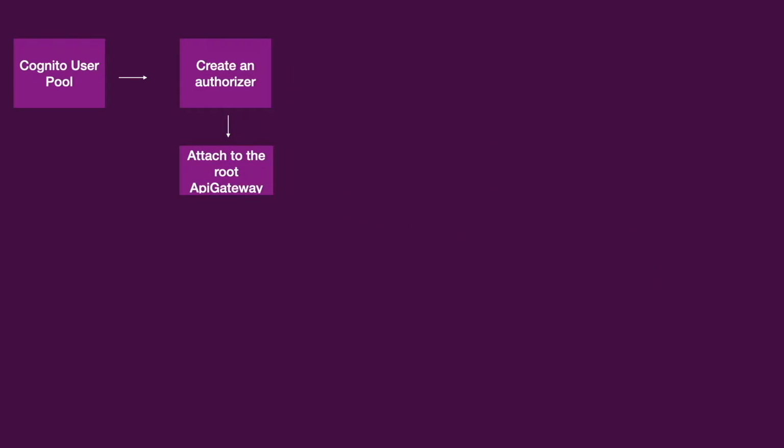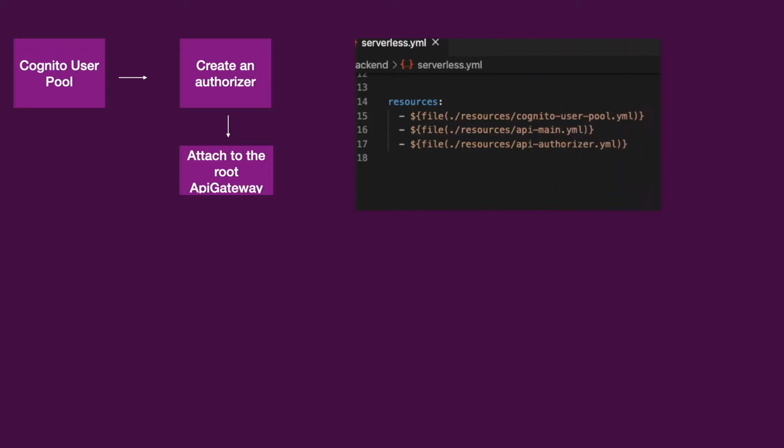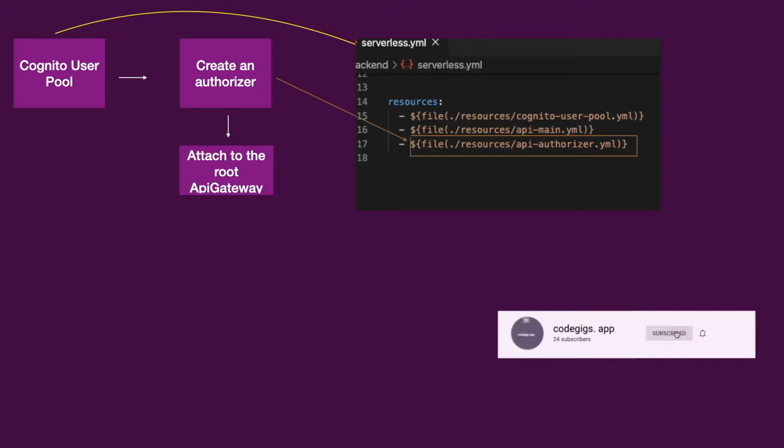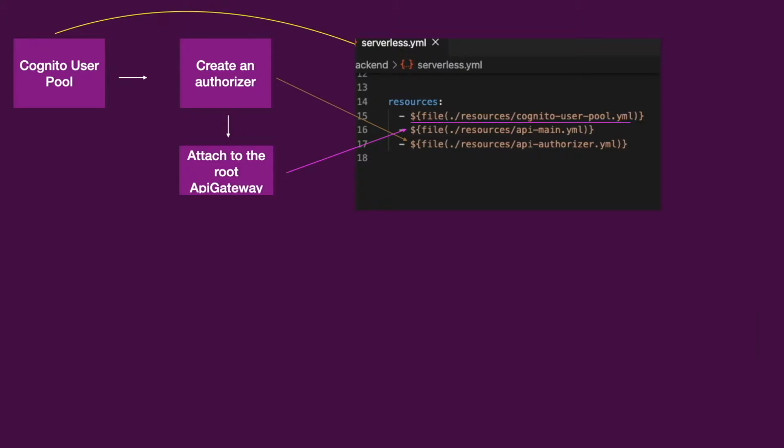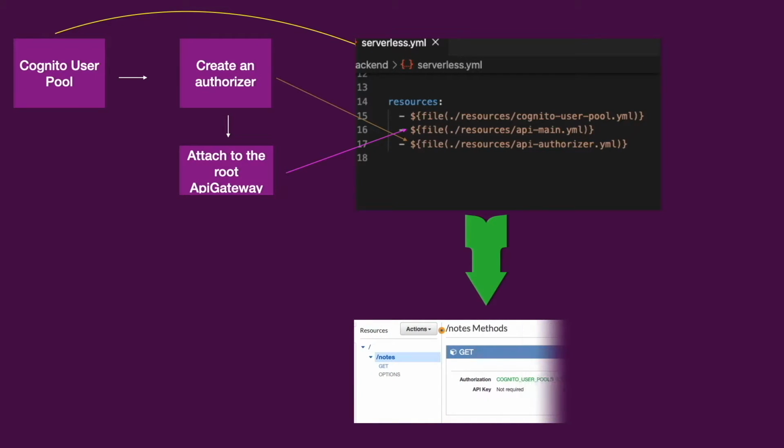So let me reveal the final version of the serverless.yaml file that we will be building. If we see the mapping, the Cognito user pool on the left is going to be mapped to the serverless.yaml file by defining through line number 15. And the custom authorizer would be defined by the api-authorizer.yaml file on line number 17, and the root API gateway on line number 16 by defining a new file called api-main.yaml. And once everything is developed, what we intend is to have our /nodes resource authorized by Cognito user pools.